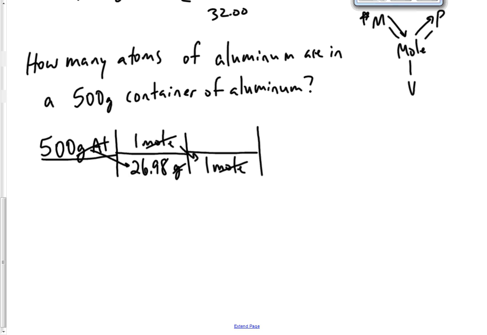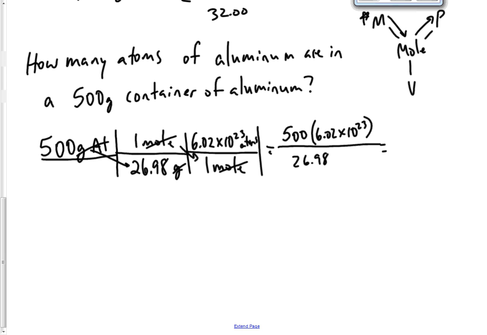So the number for particles is 6.02 times 10 to the 23rd atoms. Now we're left with atoms, and we're just going to multiply across. So 500 times 6.02 times 10 to the 23rd divided by 26.98. That math, we get 1.12 times 10 to the 25th atoms. And that's how many atoms of aluminum are in 500 grams of aluminum.